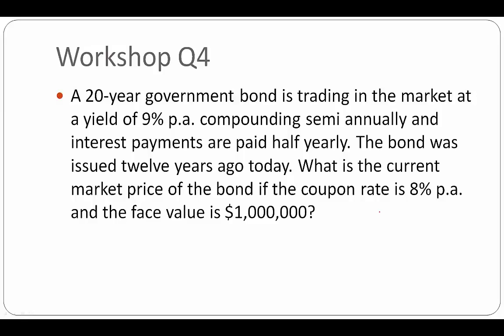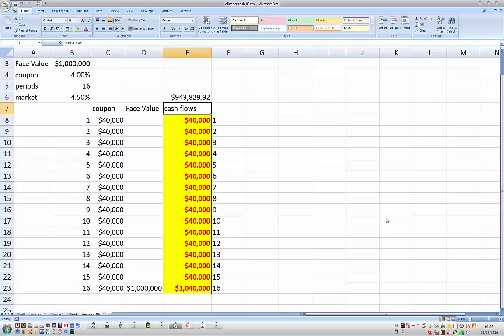Okay, so we've got a 20-year government bond, and it was issued 12 years ago. So there are 8 years left to go. But all the payments and the compounding here is semi-annual. So the 8 years that remain are 16 half-year periods. Okay, so we've got 16 periods remaining.